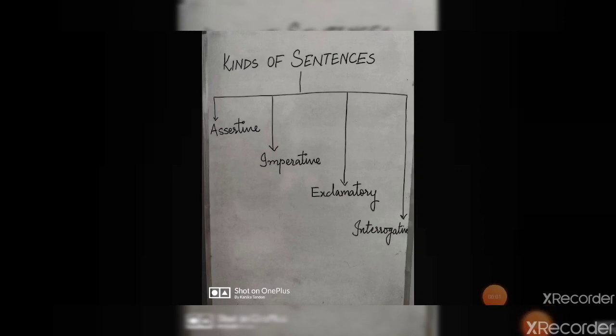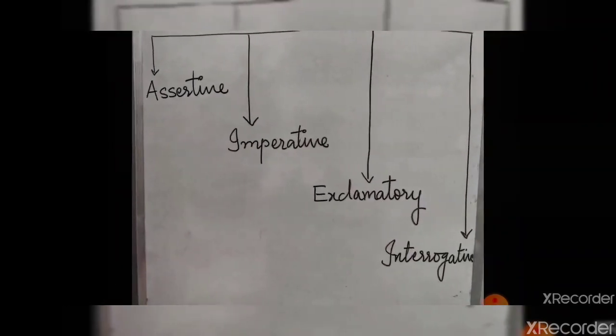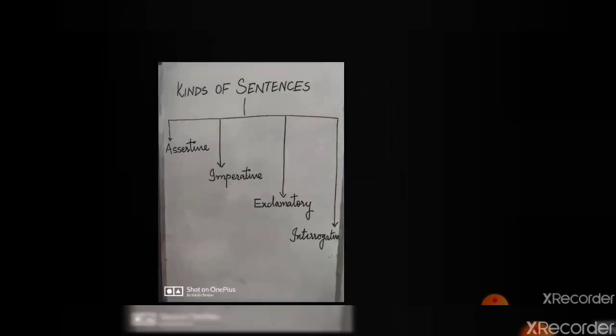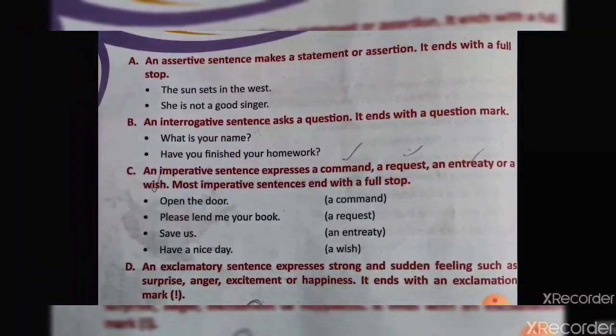Coming on to the next part of the chapter, that is the kinds of sentences. On the basis of function, sentences are of four types. First is assertive, another one is imperative, third one is exclamatory, and the last one is interrogative. Let us read about them one by one. An assertive sentence makes a statement or assertion. It ends with a full stop.